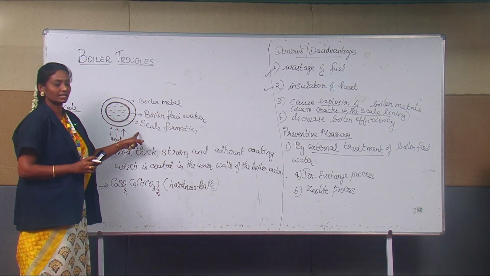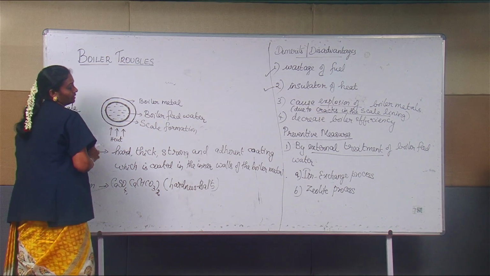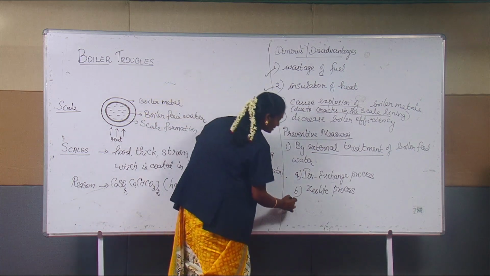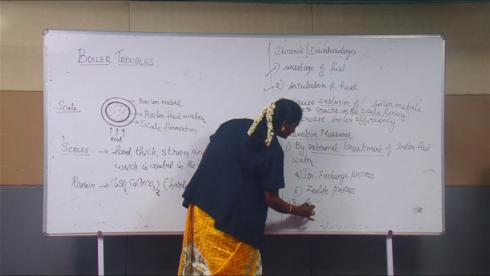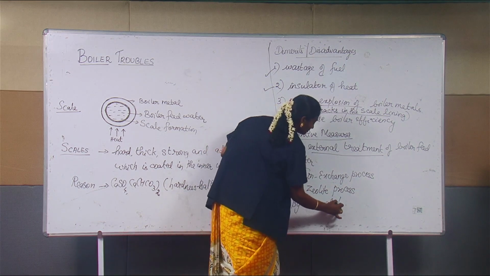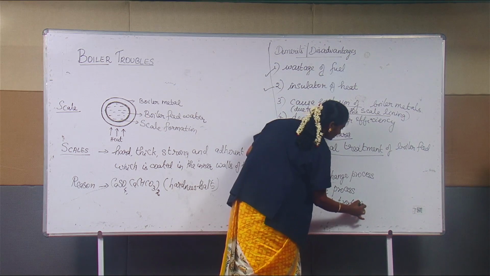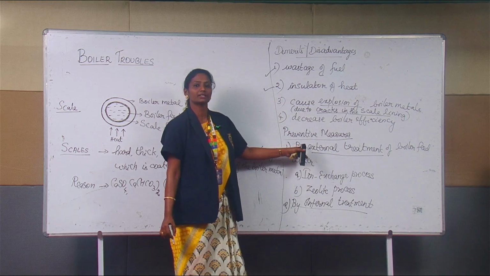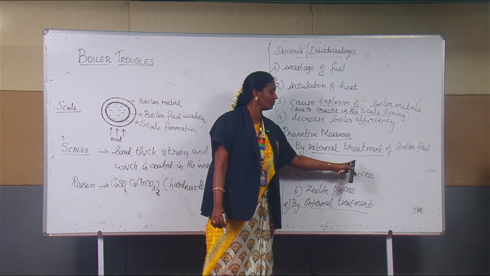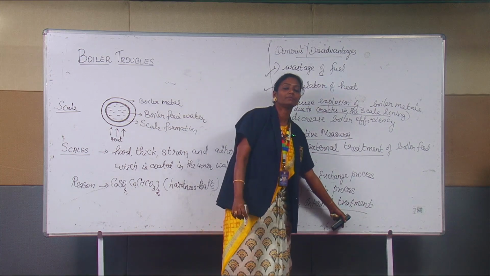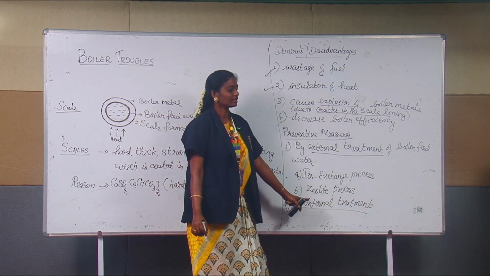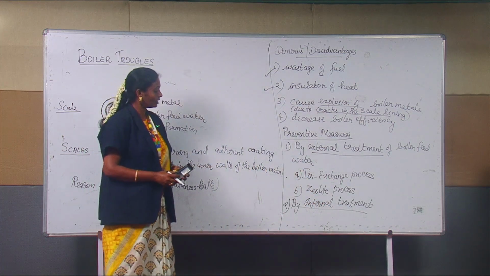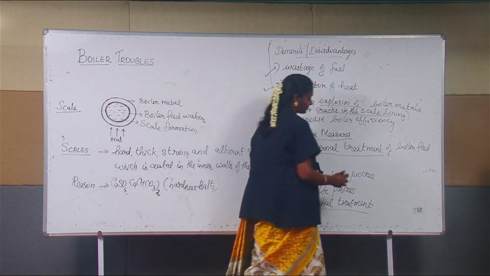So this is a representation of the scale. I shall write here. The second is by internal treatment. As I told you, external treatment is an equipment arrangement by which we can remove the hardness causing salts. Internal treatment is purely by adding chemicals such as sodium carbonate, sodium phosphate, sodium aluminate, agar, all of which are used as softening agents.